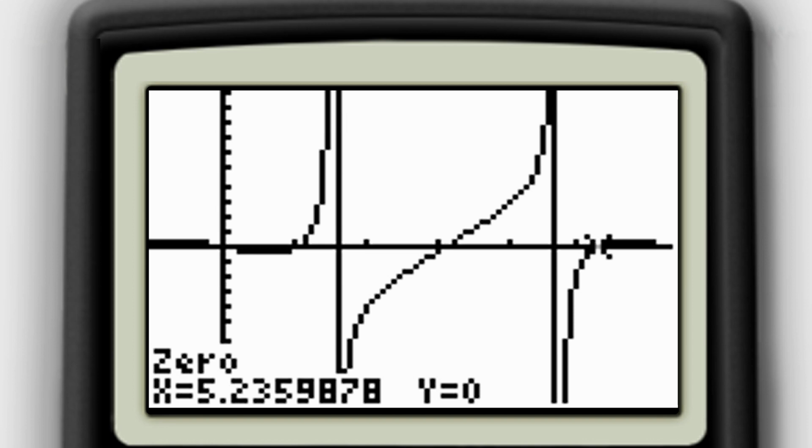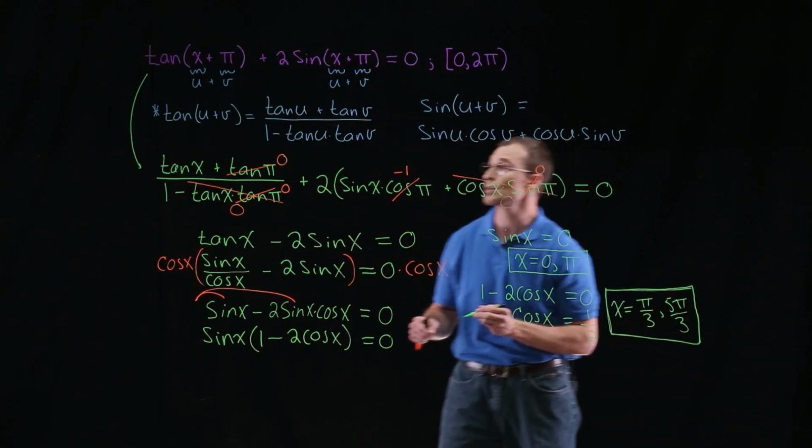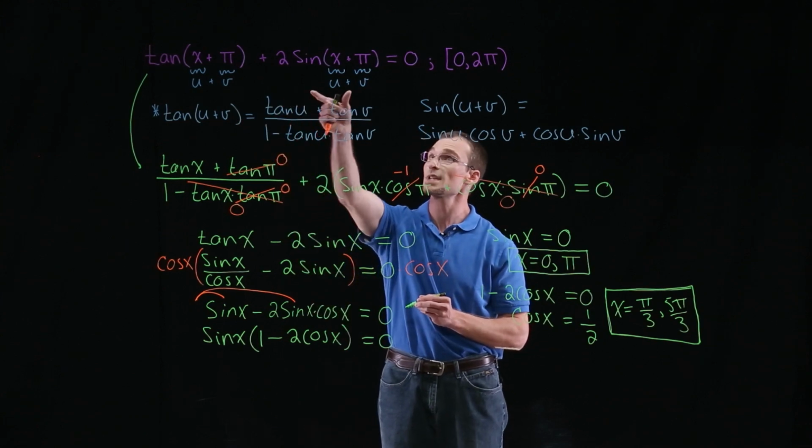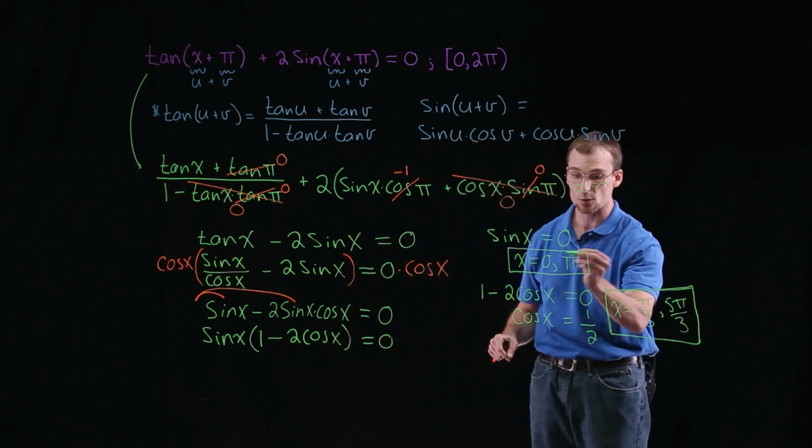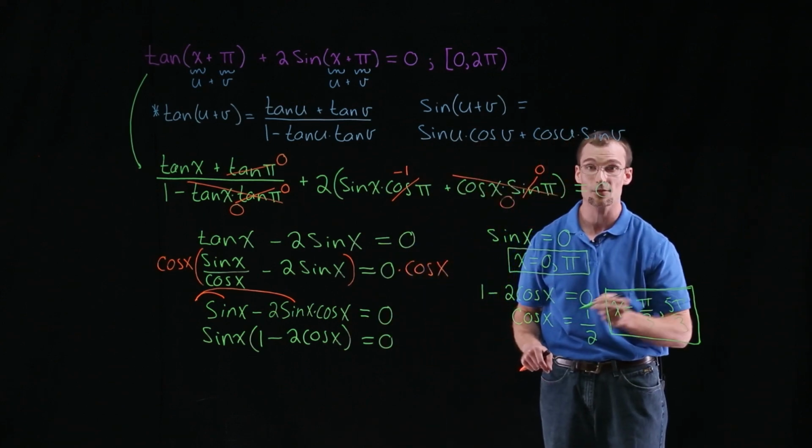in total, the solutions to our original equation, tangent of x plus pi plus 2 times sine of x plus pi on the interval from 0 to 2 pi, are x equal to 0 and pi, and x equal to pi over 3 and 5 pi over 3.